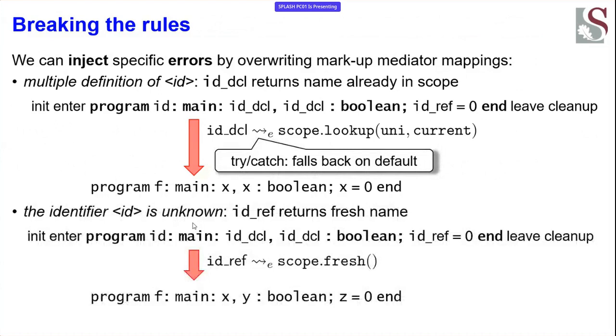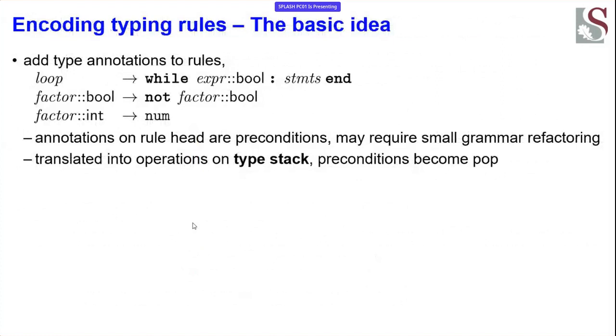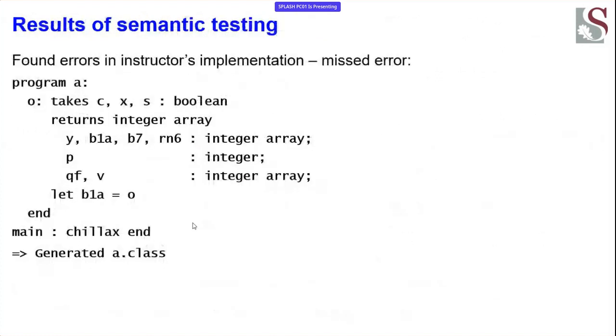We can generate a test that produces a reference to an undeclared identifier by basically overwriting the reference markup to return a fresh name in the current scope. Yeah. Let me skip over the typing stuff and just let me show you some examples. So this was actually quite neat.